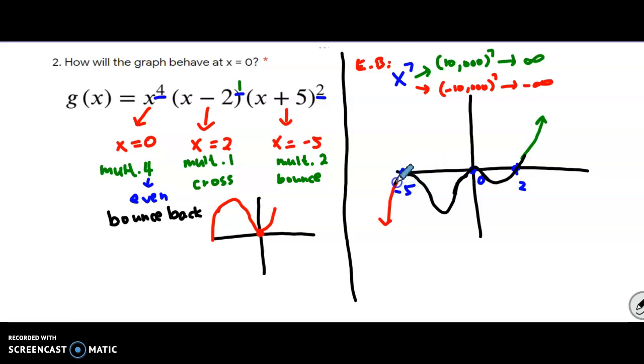So we had a bounce here at -5 because it was an even exponent. We had another bounce here. This probably could be cleaned up a little bit. And then here it goes straight through. Okay, so hopefully that clarifies a few things.